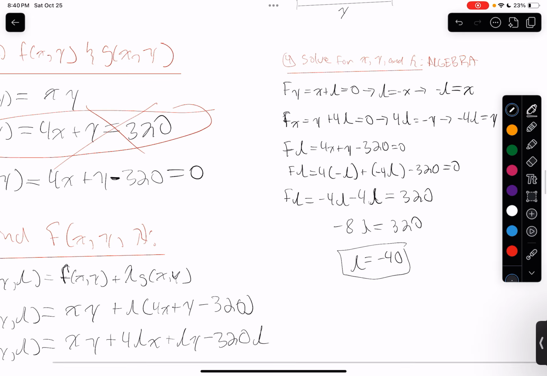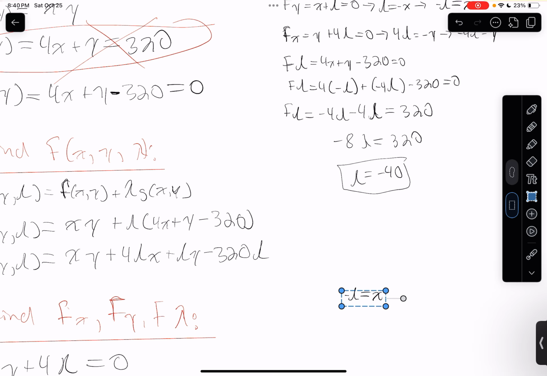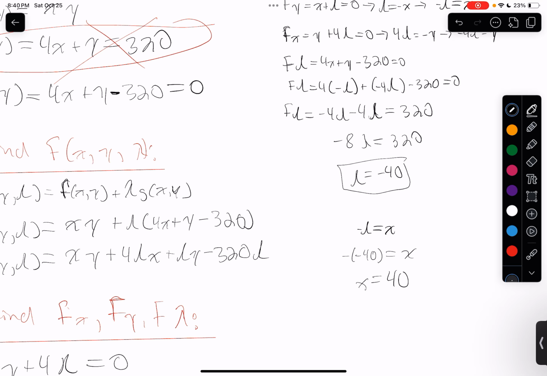And what did we say x was? X equals negative lambda. Negative lambda, negative negative 40 equals x. And we'll see that x equals 40, which equals 40 feet. What do you know? We found our x value. That's a big feat. So you guys should be proud of yourselves.